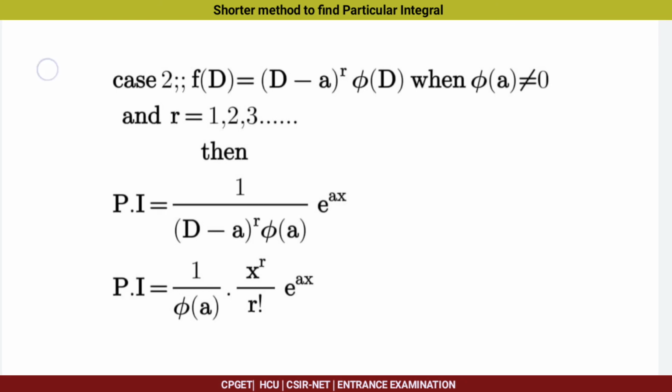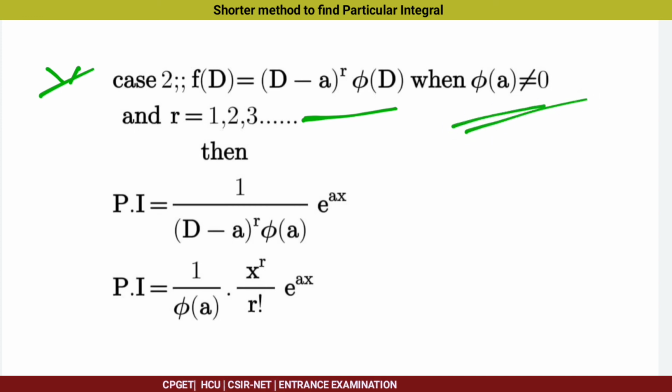Now let's see case 2. What is case 2? If f(D) is in the form of (D minus a) to the power of r into phi of D, when phi of a is not equal to 0 and r value is 1, 2, 3 and so on, then what is the particular integral formula?